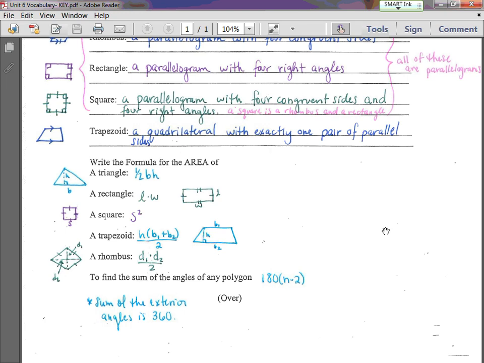And again, there's a variety of ways this could be written: 1/2 h times b1 plus b2, or b1 plus b2 divided by 2 times h, but it's all the same thing. Add your bases, divide by 2, and multiply by the height.